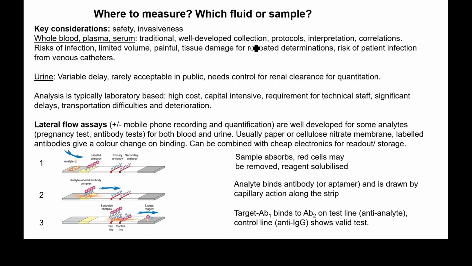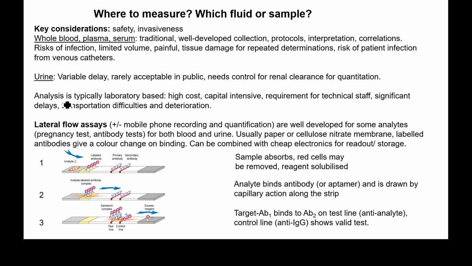The traditional blood sampling has well-developed collection protocols, good interpretations, and correlations with millions upon millions of samples that have already been analyzed. There is, however, a risk of infection. You've got a very limited volume. It's painful. If you're doing repeated determinations, you get tissue damage. And there's a risk of patient infection in bedbound patients if you introduce a catheter.